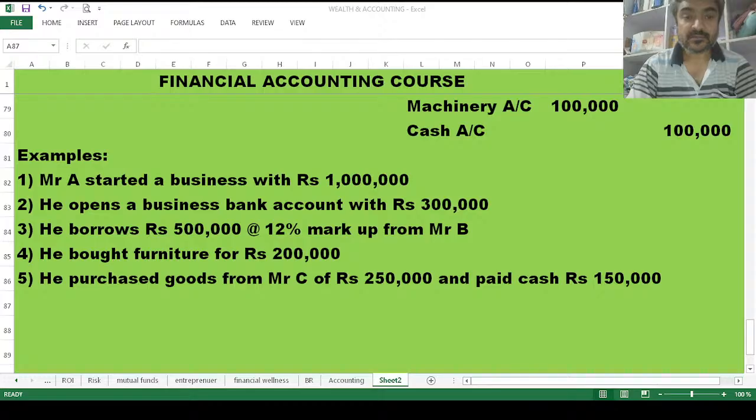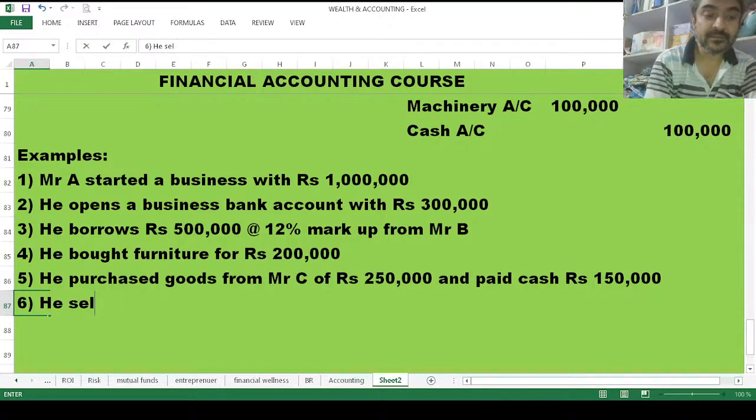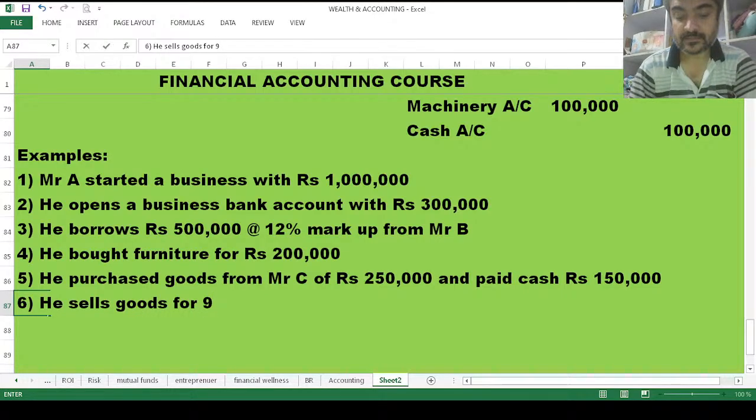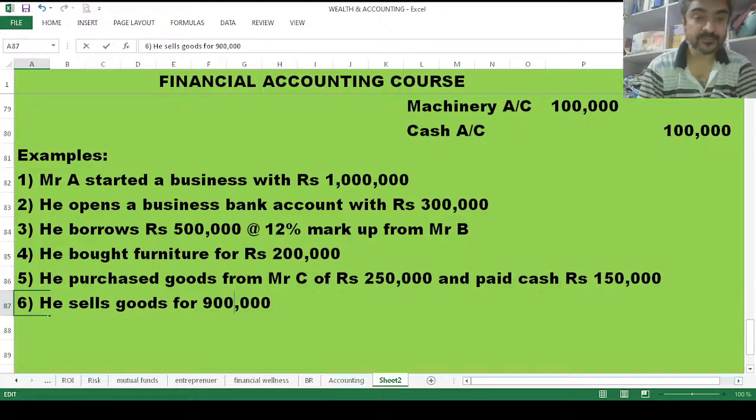Now the next example is he sells goods for 900,000 for rupees 900,000.